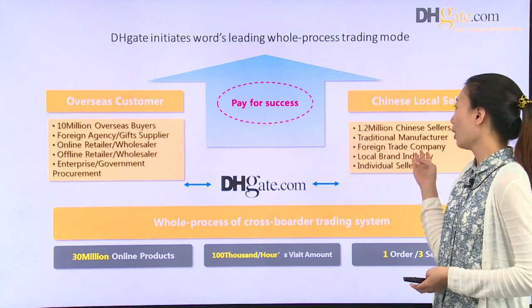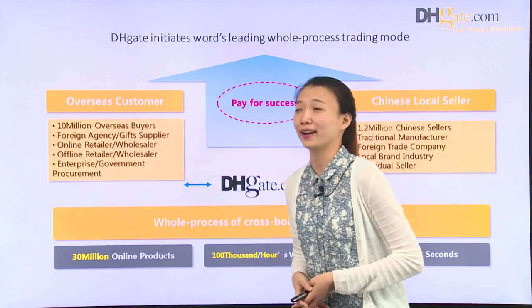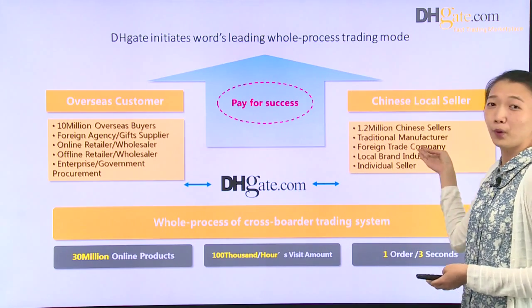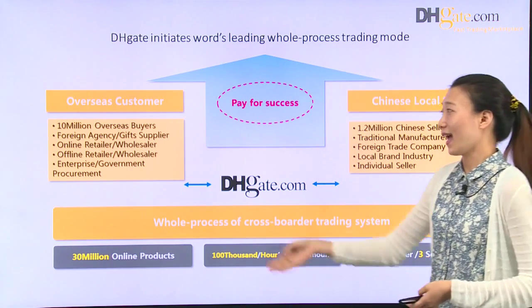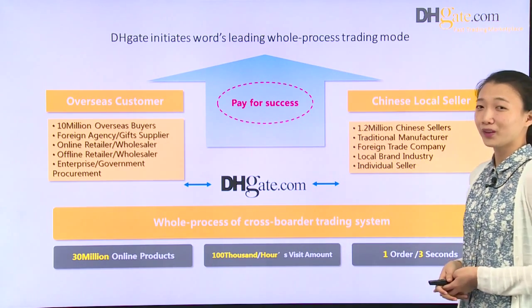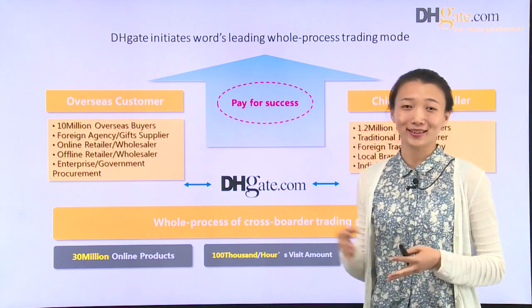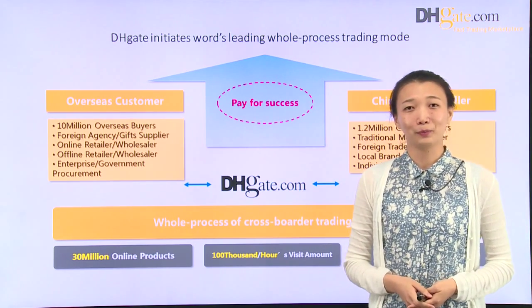So it is these 1.2 million Chinese sellers and 10 million overseas buyers that make our platform receive one order per 3 seconds. And this is the whole process of the business operating mode.